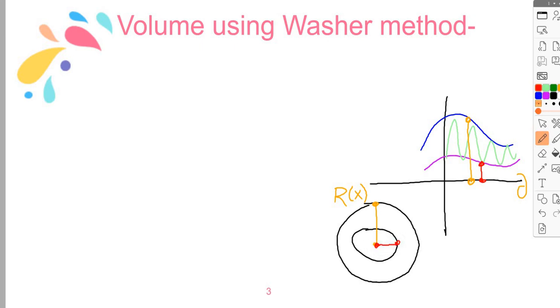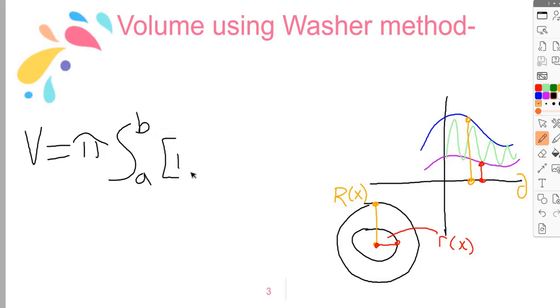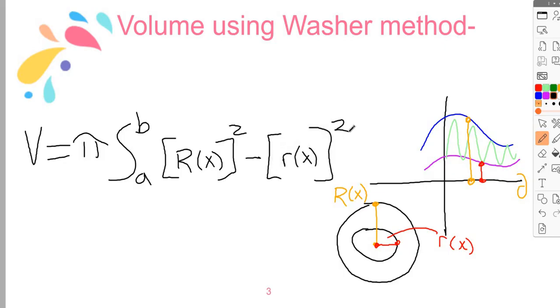Track the inside circle. So that inside circle we are now going to label as little r of x. And so we have to subtract. So we have big R of x, so this gives us our area of the big circle minus our little r of x, which gives us the area of the inside circle, dx. And again, remember that these could technically be big R of y, little r of y, if we're in terms of y's instead of x's. Yes, no, maybe.